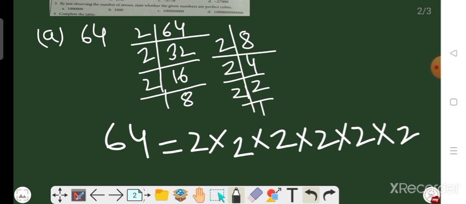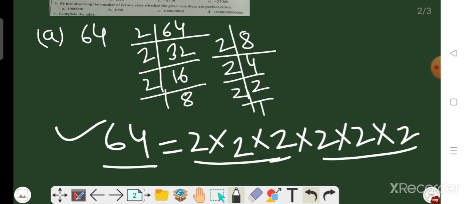Now check whether the prime numbers which are the factors of the given number are in groups of 3 or not. So look here, first group of 3 and second group of 3. Okay. Here all the prime factors of the given number are in groups of 3. So we can say that 64 is a perfect cube. A perfect cube is a number whose prime factors are all in groups of 3. Okay. So 64 is a perfect cube.